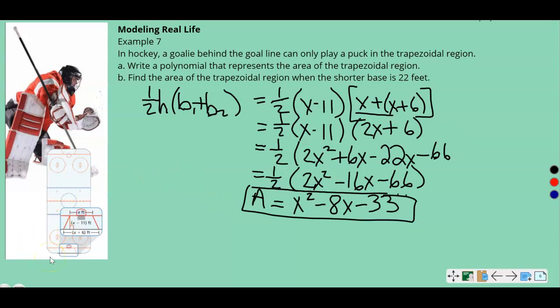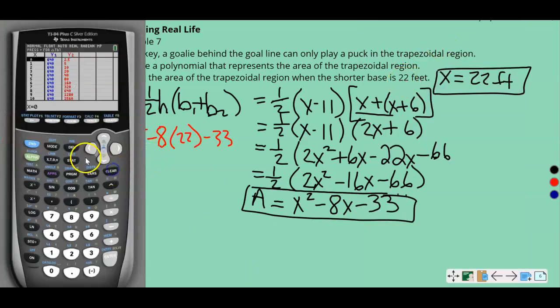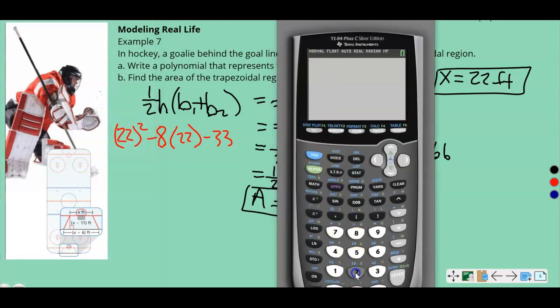All right, B part says find the area of the trapezoidal region when the shorter base is 22 feet. Remember, the shorter base was just x. So that means let x equal 22 feet. All right, so all we have to do is plug in 22, and we can find the answer here. So let's change this to red. All right, so we're going to have 22 squared minus 8 times 22 minus 33.